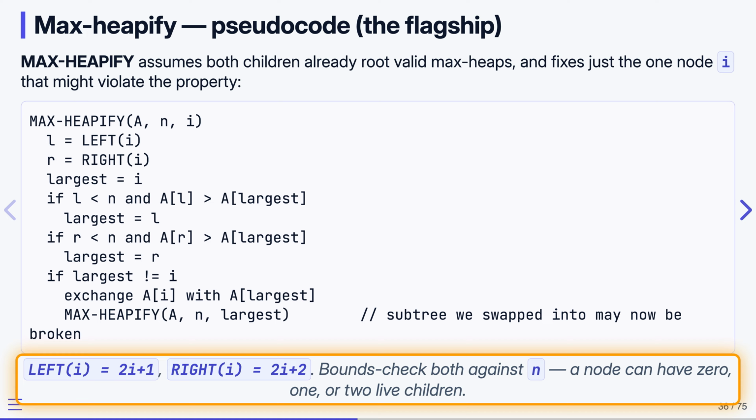Left of i is 2 times i plus 1. Right of i is 2 times i plus 2. We check both against n because a node can have 0, 1, or 2 live children.